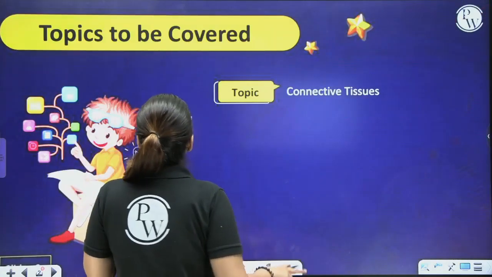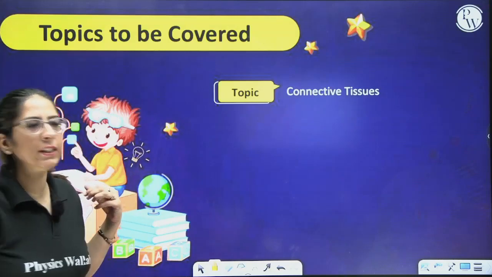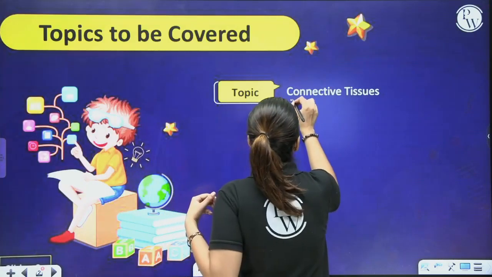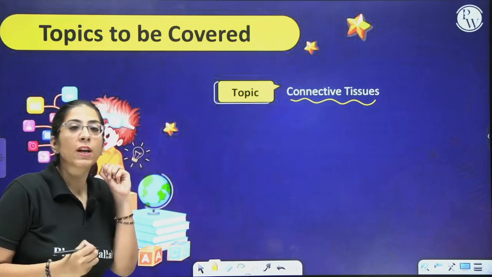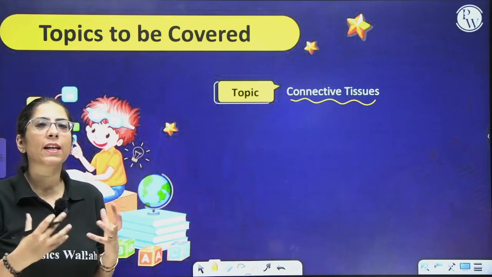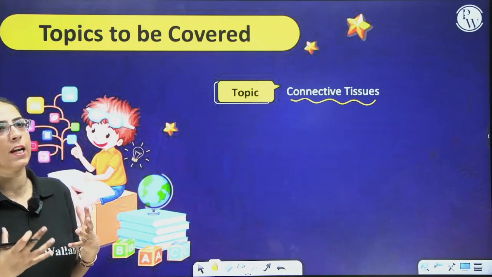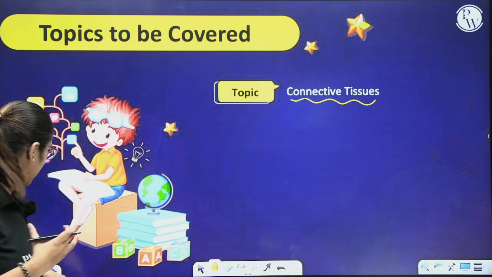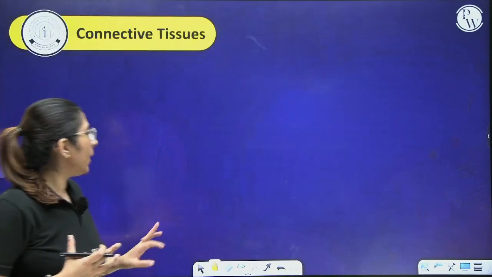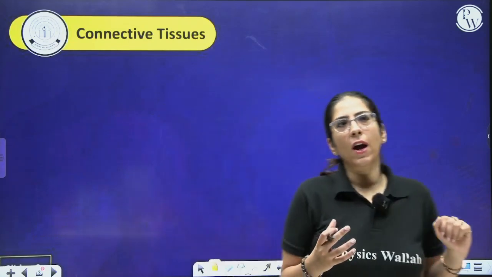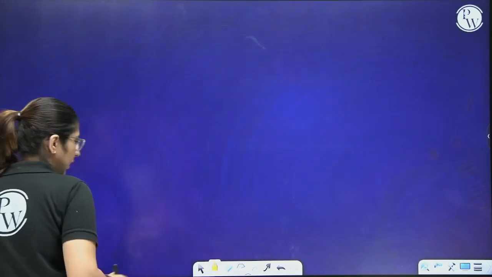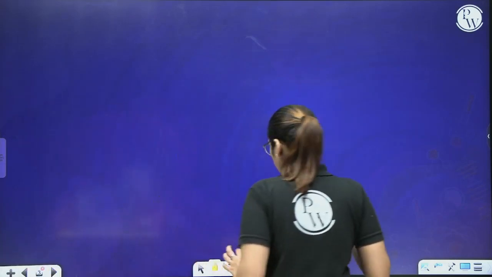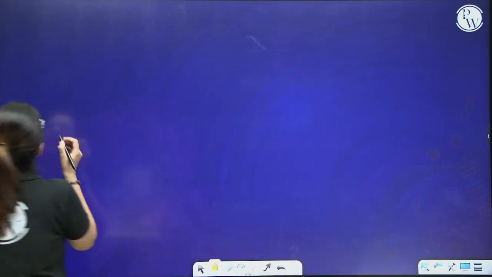So, topics to be covered. Today we will be talking about the connective tissues, in detail: how these connective tissues work and what the different types of connective tissue are. But before talking about connective tissue, I have to talk about the cell-to-cell junction. A very small topic is left, which is cell-to-cell junctions.